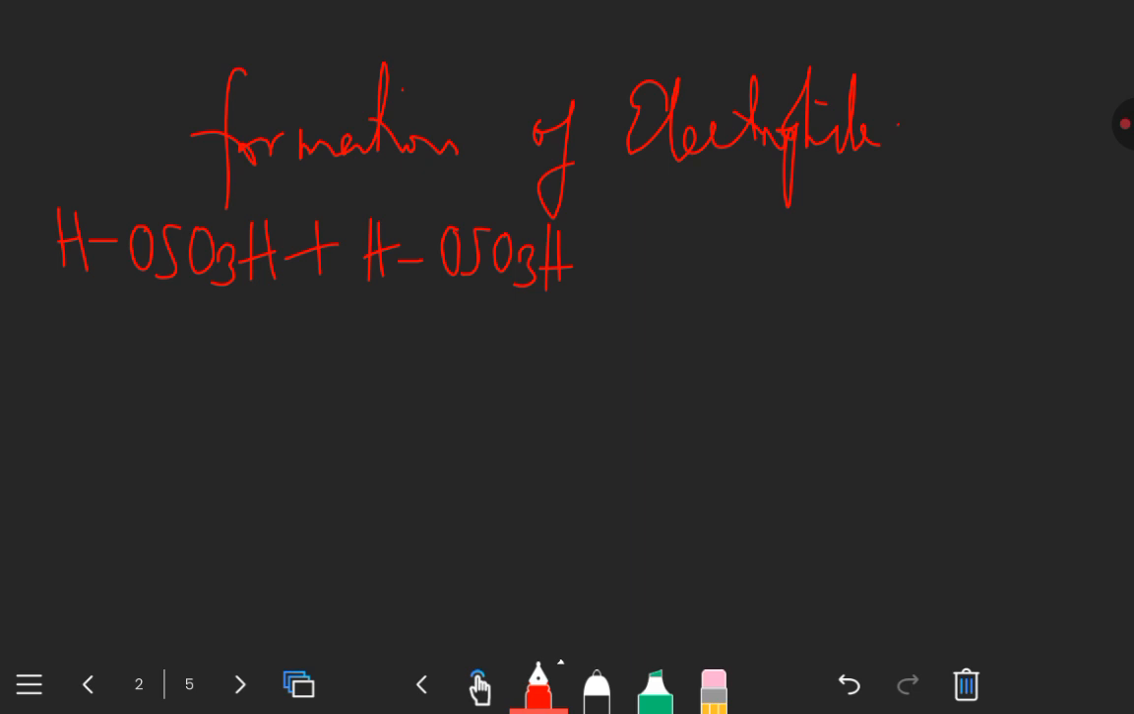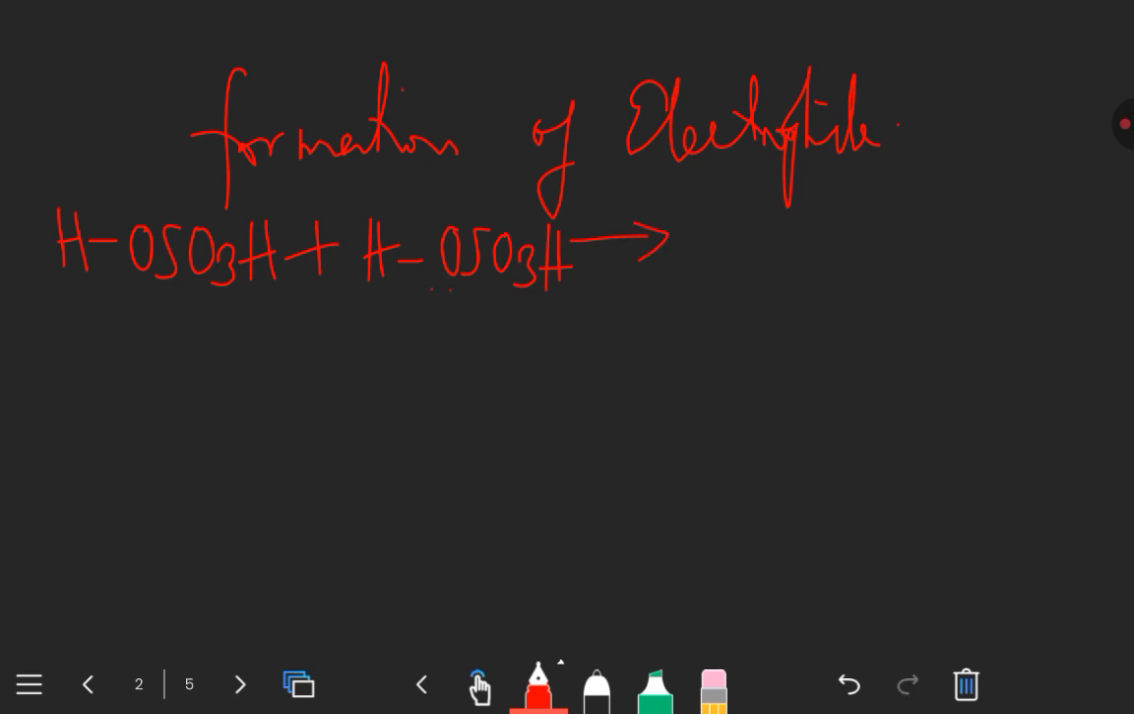So as we can see in this reaction, we have this sulfuric acid, and we also have this, which is sulfuric acid. Or I can write it this way, or just the way it is. Okay, in the way it is, it's fine. So what I'm going to do here is that I'm going to react this with sulfuric acid.